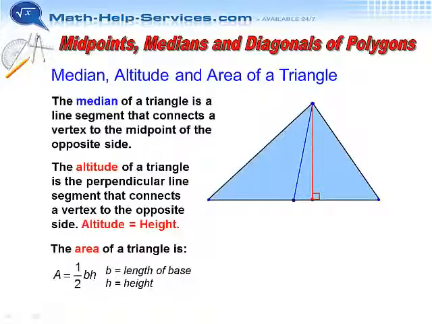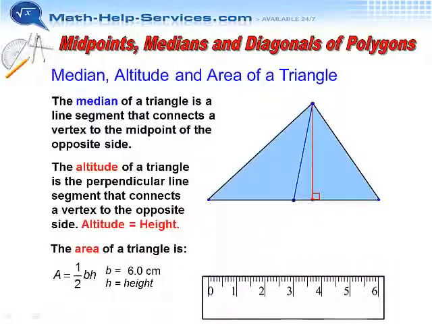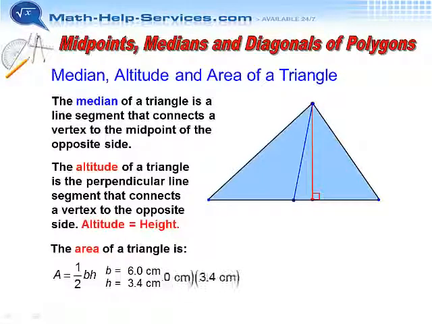The area of a triangle is 1/2 of the base times the height. So the length of the base here is 6 centimeters, and the height is 3.4 centimeters. So 1/2 times 6 centimeters times 3.4 centimeters is 10.2 centimeters squared.